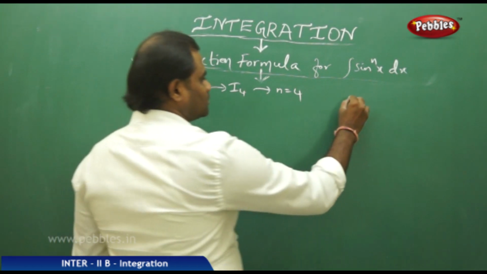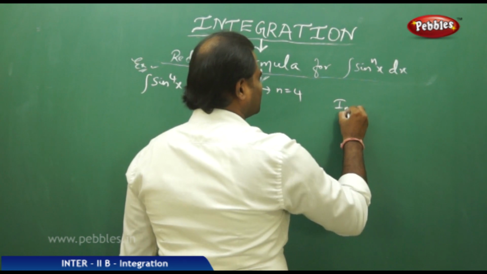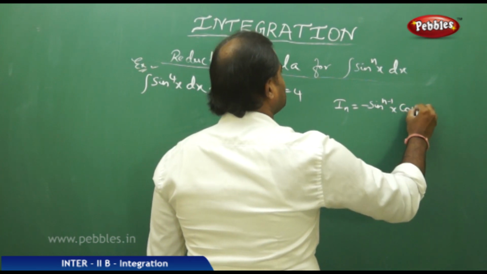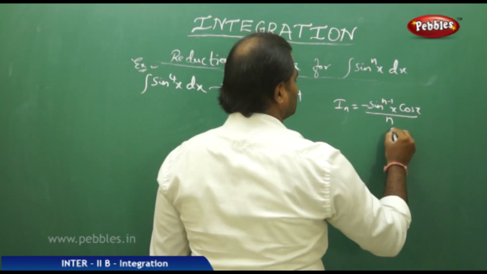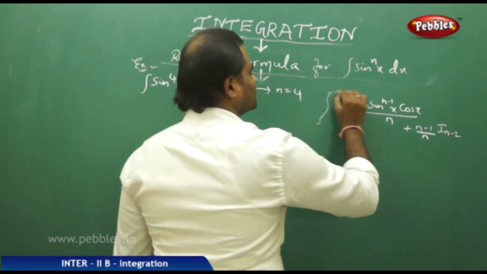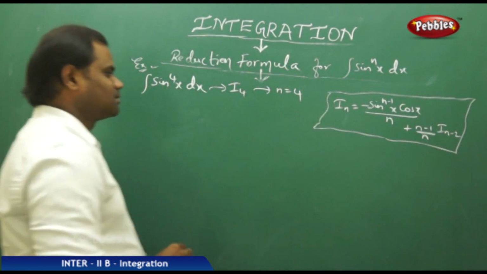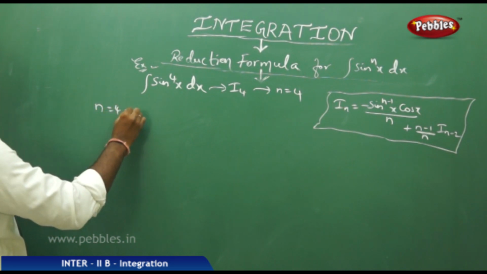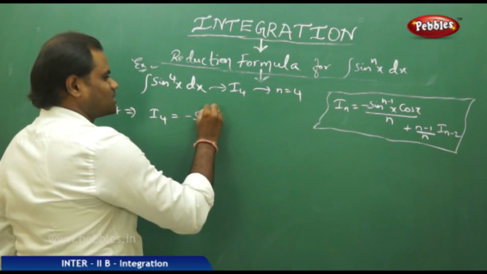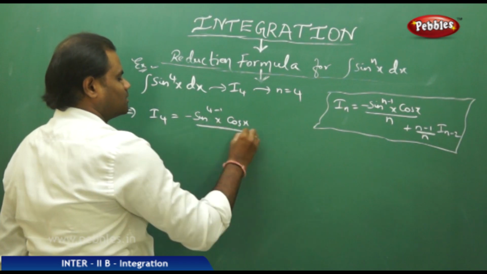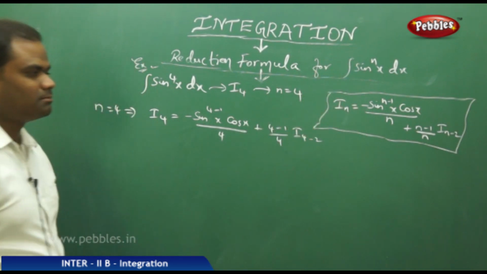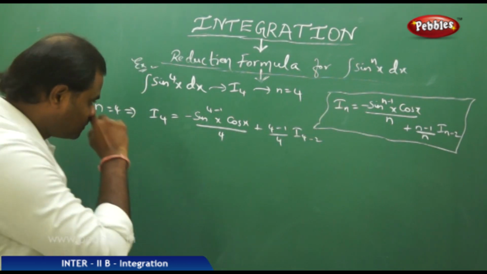Now, as we know, the value of In is given by minus sine power n minus 1 x cos x by n plus n minus 1 by n of In minus 2 as the reduction formula for sine power nx. Taking n equal to 4, I get my I4, which is reduced to minus sine power 4 minus 1 x cos x by 4 plus 4 minus 1 by 4 of this, by substituting n equal to 4 in the reduction formula.